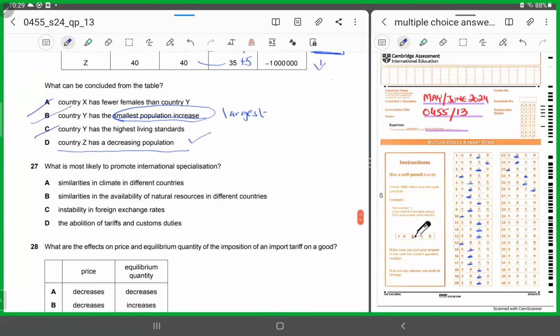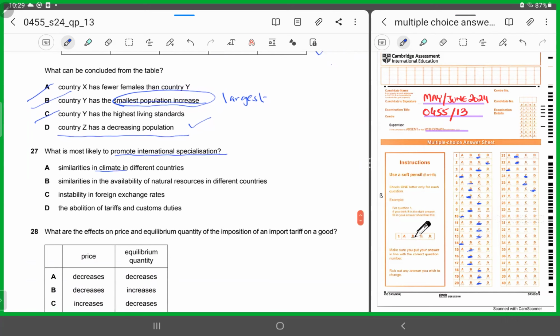Number 27. What is most likely to promote international specialization? Out of these four options, only one promotes or encourages specialization. A says similarities in climate in different countries. B says similarities in the availability of natural resources in different countries. C says instability in foreign exchange rates. If there are similarities in climate or in the availability of natural resources, specialization cannot be promoted, right? Because you do not have any added advantage. So you can chalk off A and B.